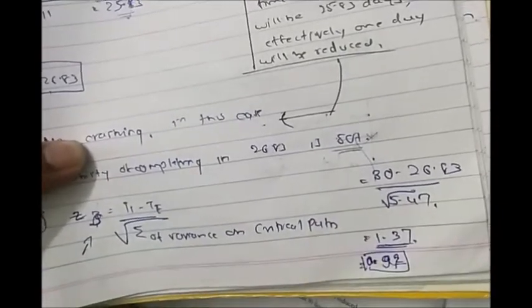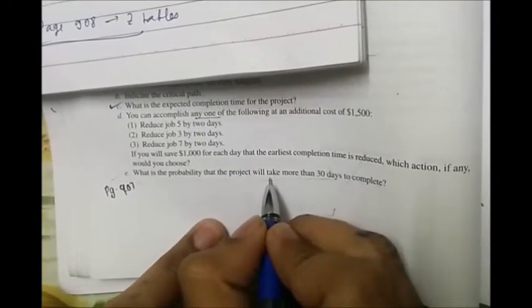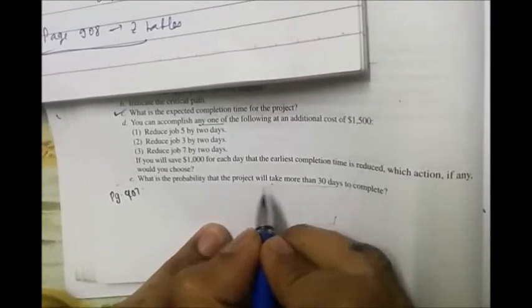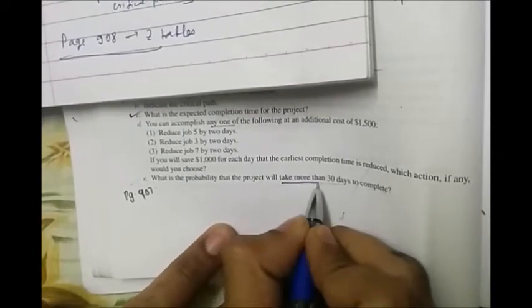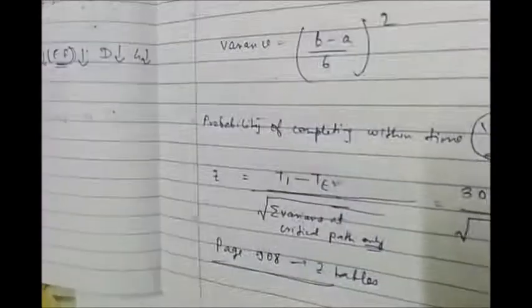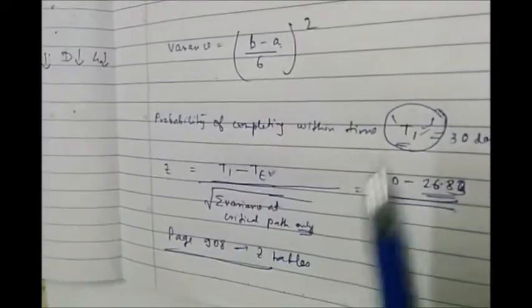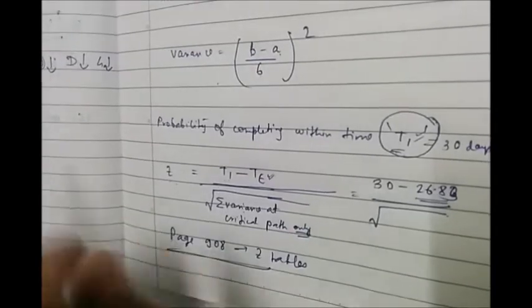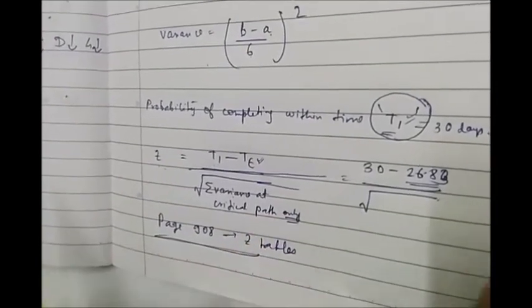In this question, something worth mentioning is that you have to find the probability of the project which will take more than 30 days to complete. As far as the formula is concerned, this is the probability of completing within 30 days. What you need is the probability of completing beyond 30 days, the probability which will take more than 30 days.